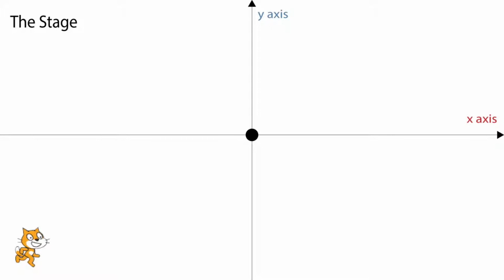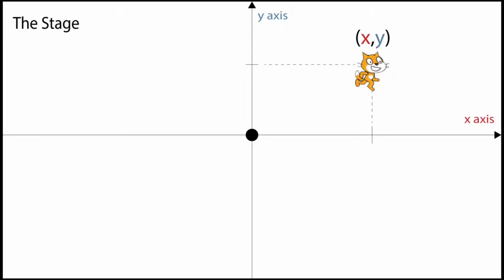So now let's look at the position of a character on the stage. In this position, the character will have a positive X-coordinate and a positive Y-coordinate. In fact, the X-coordinate is 50 and the Y-coordinate is 30. So the position of a character on a stage can be defined by an X-coordinate and a Y-coordinate.